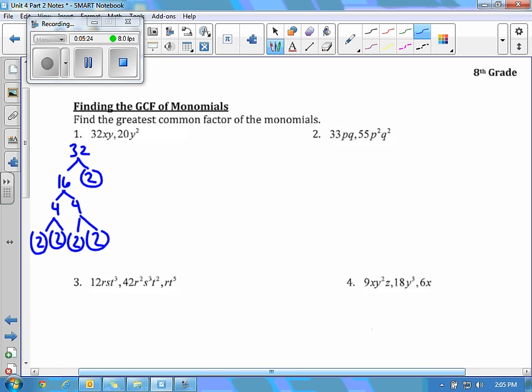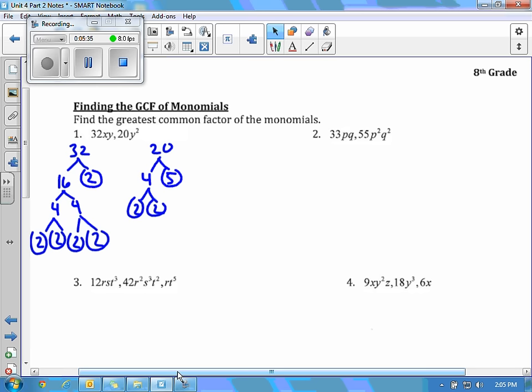So that's the factor tree for 32. Factor tree for 20, it splits into 4 and 5. 5 is prime. 4 splits into 2 and 2. Those are prime. So again, I'm going to work over in this extra space because I'm running out of room.